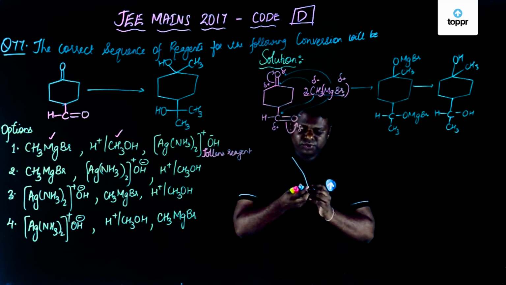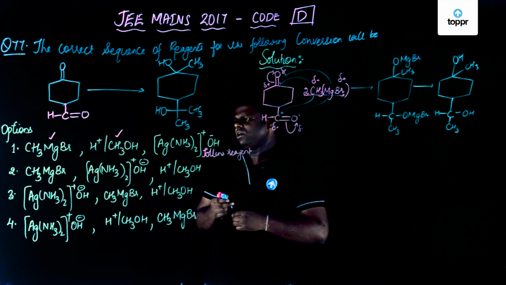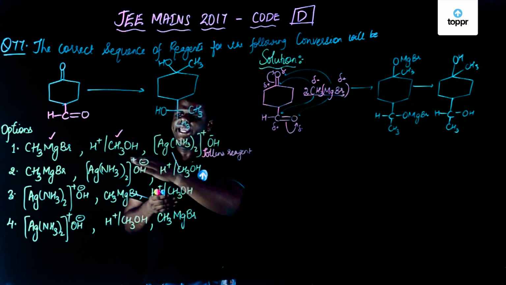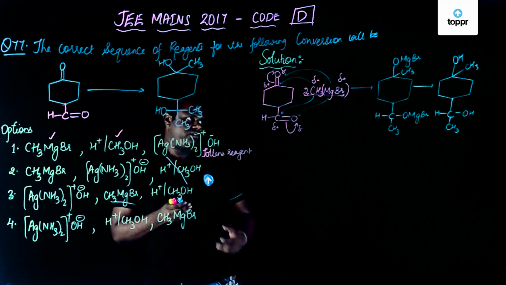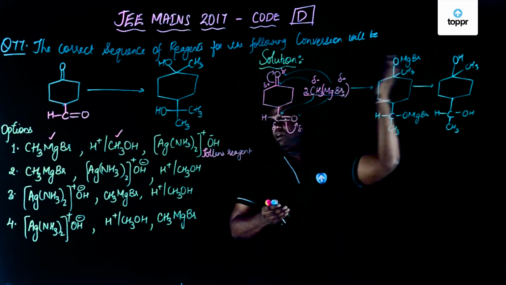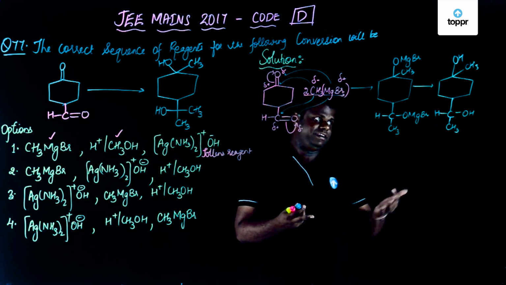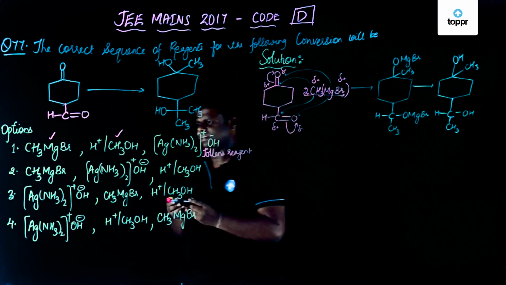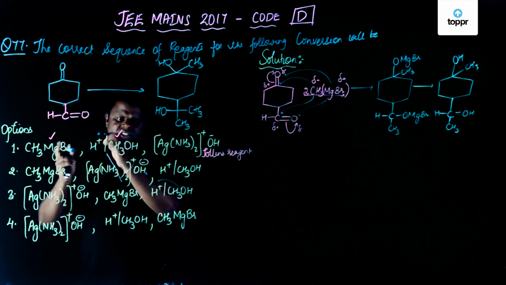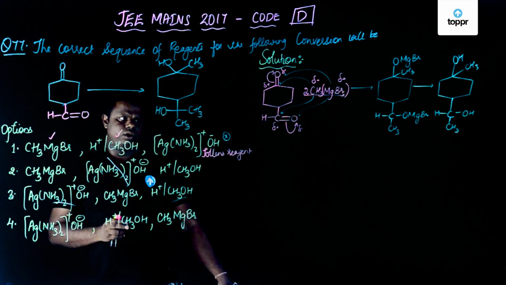That means if you use Grignard reagent, we may not be able to achieve the desired result because the next set of reagents is H plus in presence of CH3OH, right? What would happen in this case? This is an alcohol, again this is an alcohol, so they may form an ether. That could be one possibility. So you may never get the desired product by using this particular reaction route. I'm just putting a cross over here.